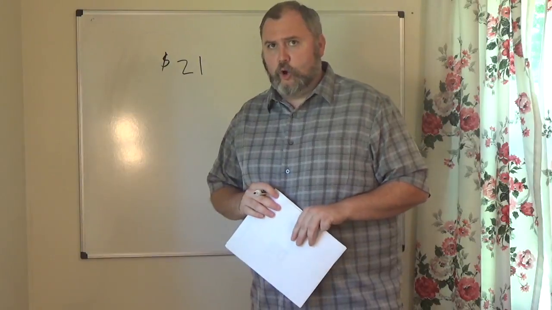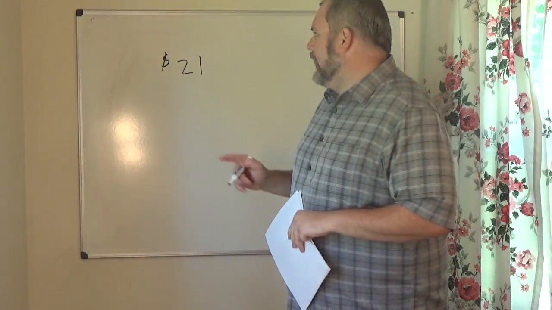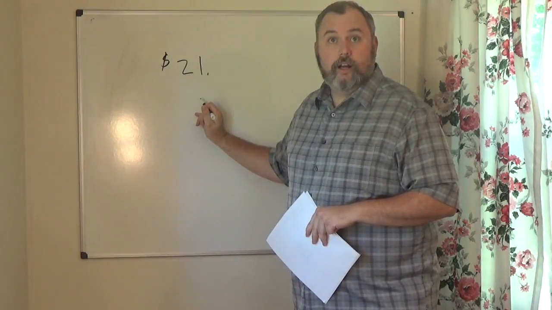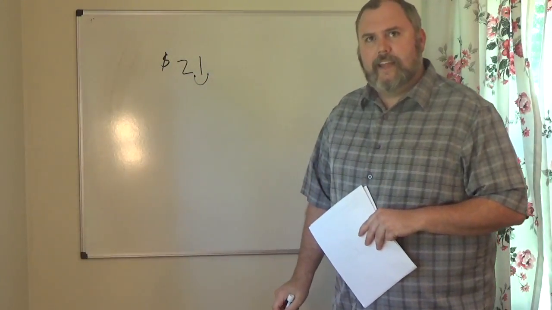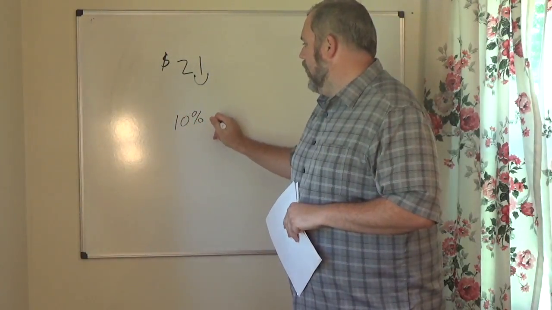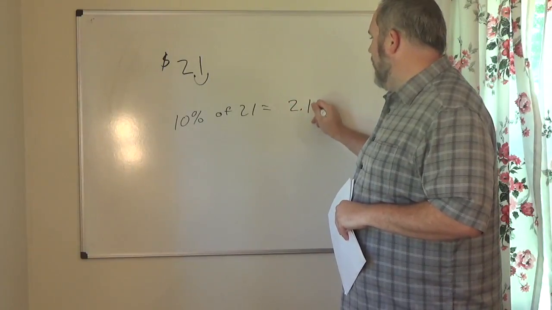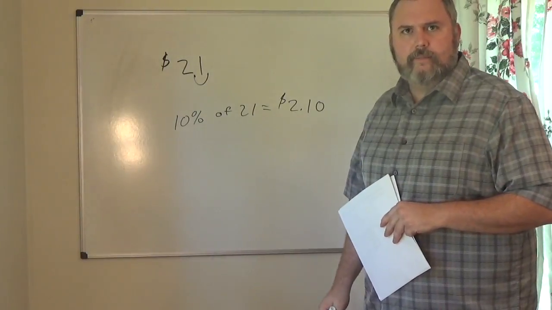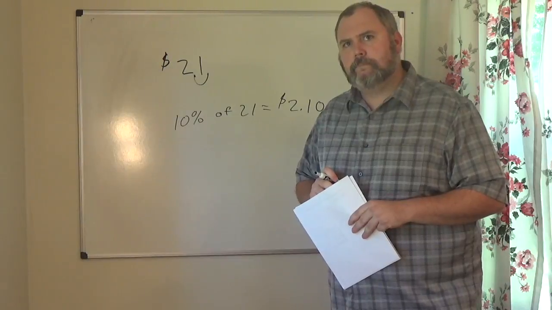Now, my dad told me a long time ago that if I wanted to find 10% of a number, I just find where the decimal is. Like, here's the decimal on 21, all right? And I simply move it this direction. What did that tell me? It tells me that 10% of 21 is equal to $2.10, all right? $2.10.